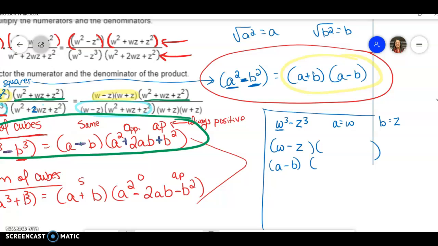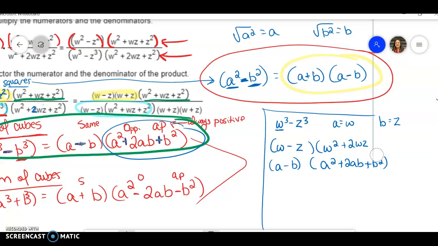And then my pattern that I have right over here was a squared plus 2ab plus b squared. So let's just substitute my w and my z. So that's going to be w squared plus 2wz.